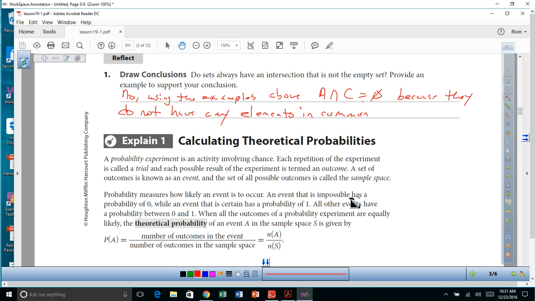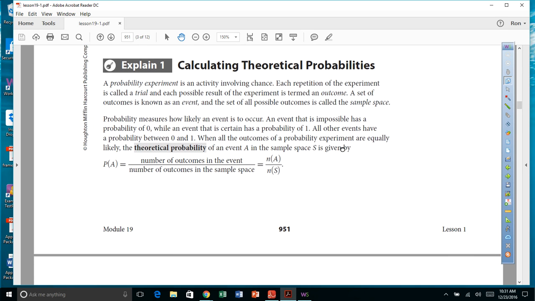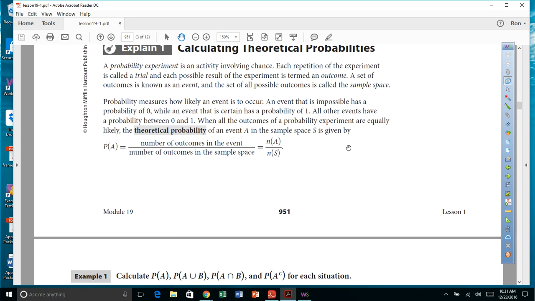All right, good. A probability experiment is an activity involving chance. Each repetition of the experiment is called a trial, and each possible result of the trial is termed an outcome. A set of outcomes is known as an event, and the set of all possible outcomes is called the sample space.